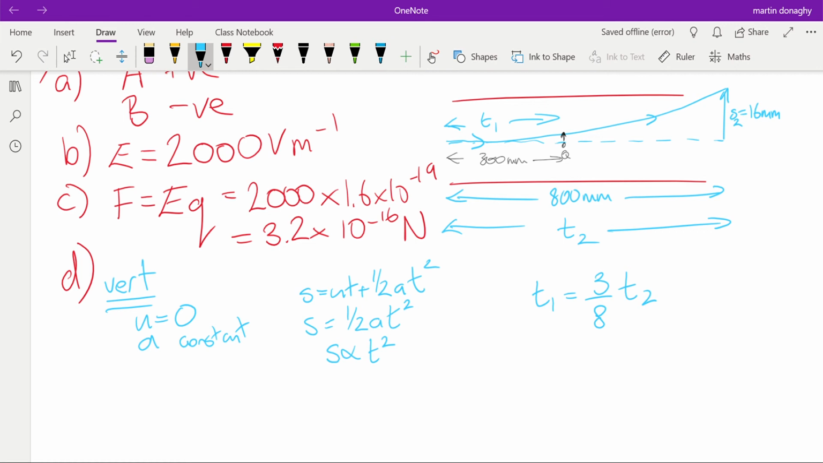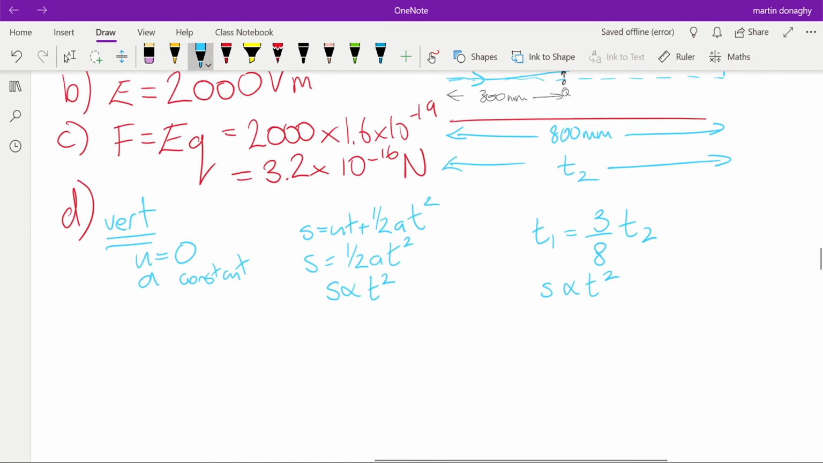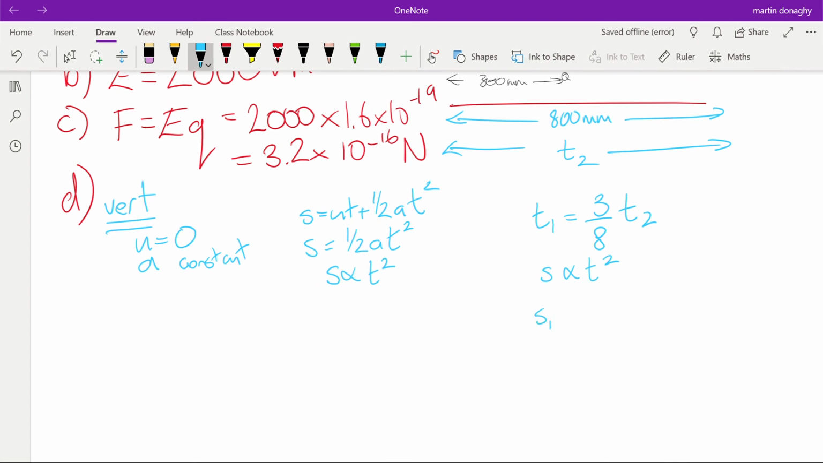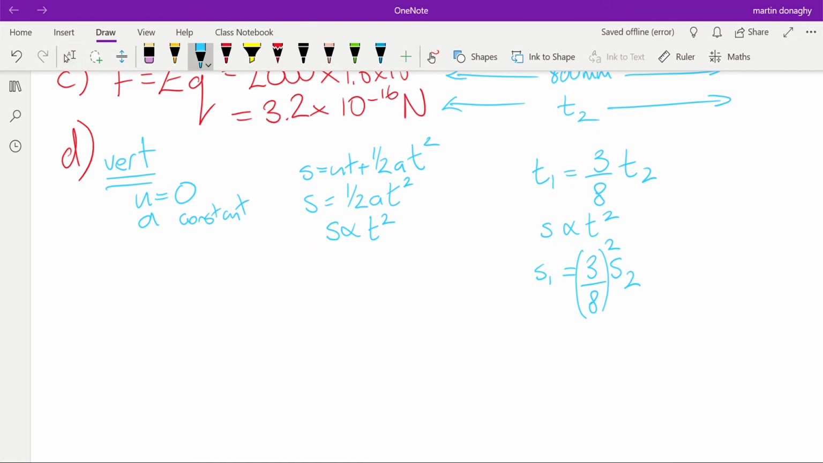Then, because displacement is proportional to T squared, if we compare how S1 would compare to S2, the time is 3/8, but the displacement is proportional to the time squared, so S1 will be 3/8 squared of S2. Putting in your values gives you that S1 will be 2.25 millimeters. Now, if you got that, well done, because that's a tricky question.